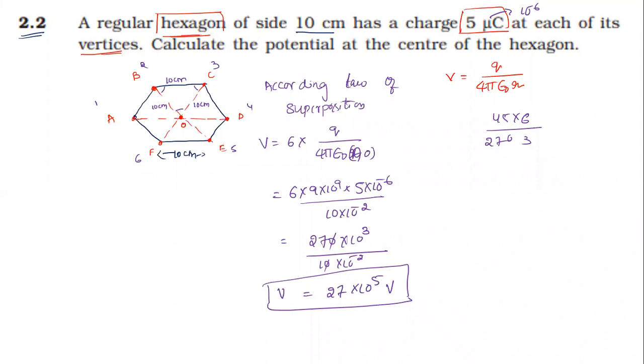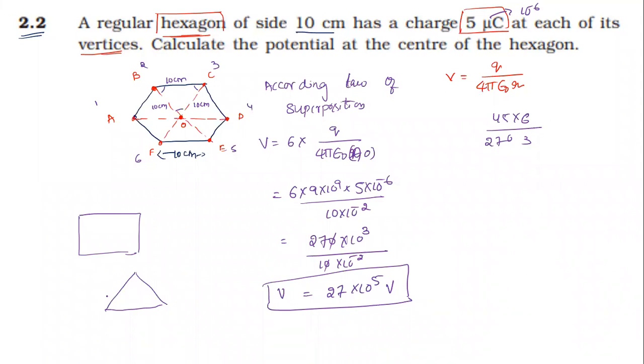Okay, so this is the answer. Like this, they can give many shapes. Like they can give you a square. Again they can give any other shape, for example a triangle. Find the potential at the center. They can give you many examples like this.